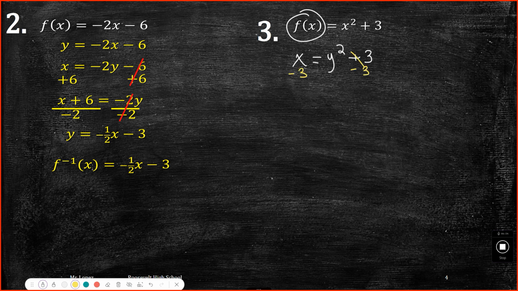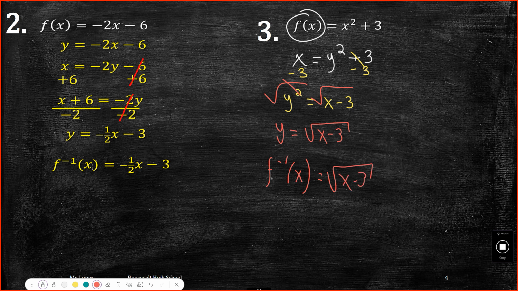So I'm going to switch the y squared over to the left. Equals what? X minus 3. All right. So now how do we get the y by itself? We just did this. Square root it. So y is going to equal, whenever you take a square root, you do a plus or minus. But for this particular one, leave it as positive, the principal one. And switch the y to f inverse of x. There it is.